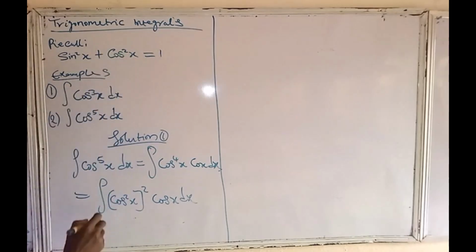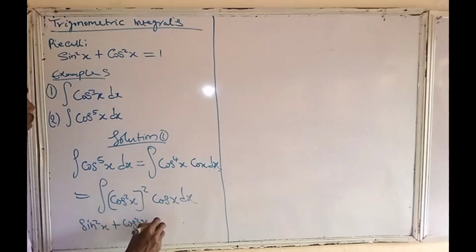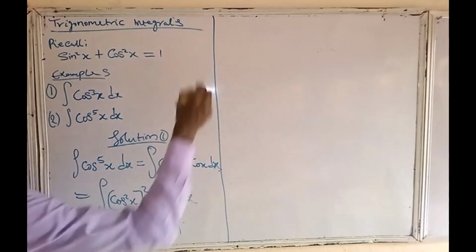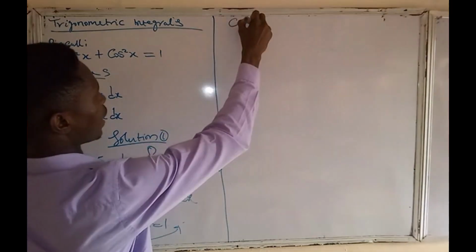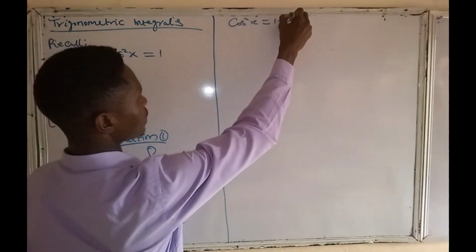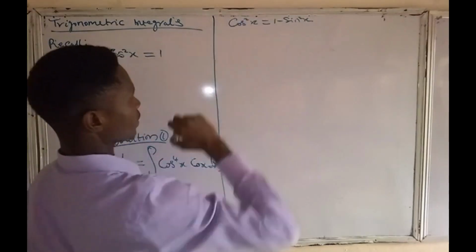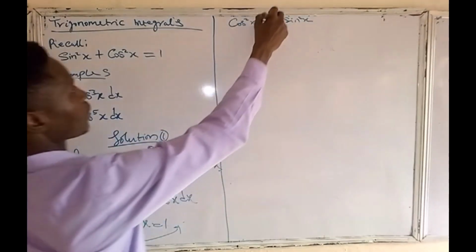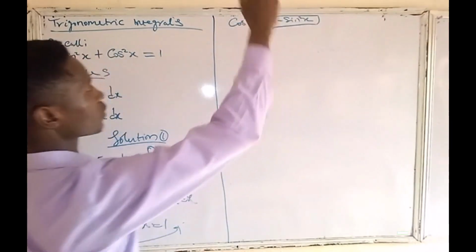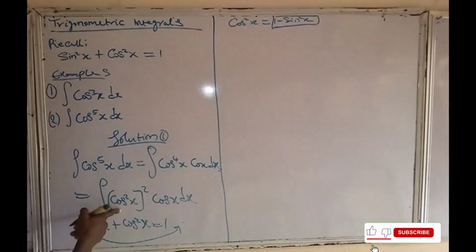Using this again, we say that sin²x plus cos²x is equal to 1. Okay? So if this is the case, we are taking sine this way. That's making cos²x the subject. So cos²x is equal to 1 minus sin²x. So we are replacing this for cos²x in this integral.